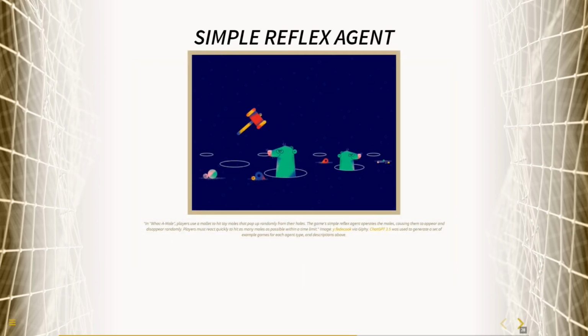A very basic example of a simple reflex agent in action would be the whack-a-mole game, right? You see the thing, you knock the thing down, and it pops back up again. Nothing very complex is happening here.